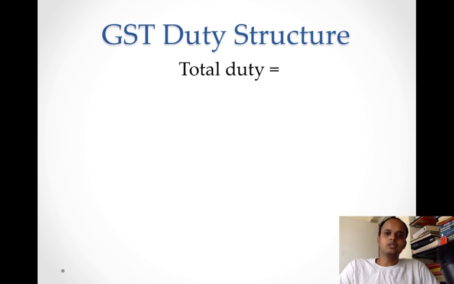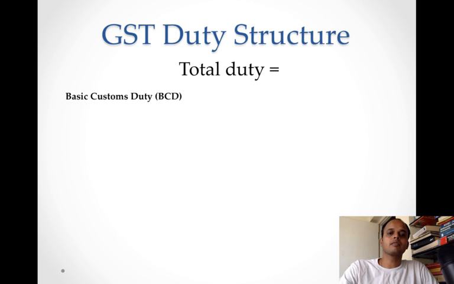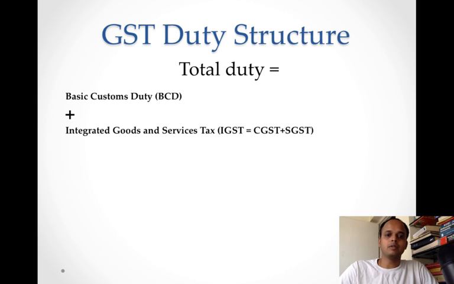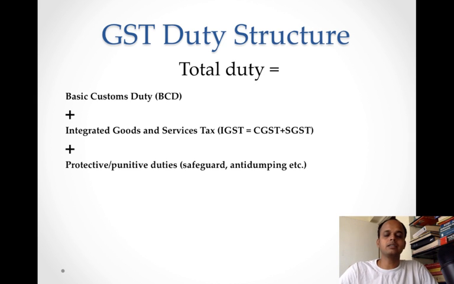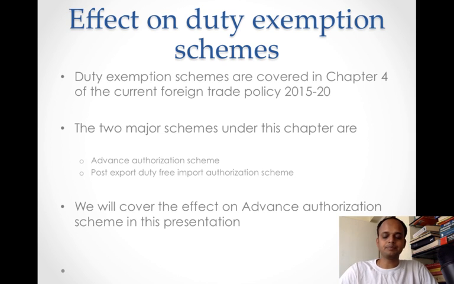Under the proposed GST, the duty structure at the border would be the basic customs duty plus the IGST and the protective or punitive duties. So it will be simplified down from the various duties that I mentioned earlier to these three basically. This, in a way, you may call a kind of simplification there at the borders.